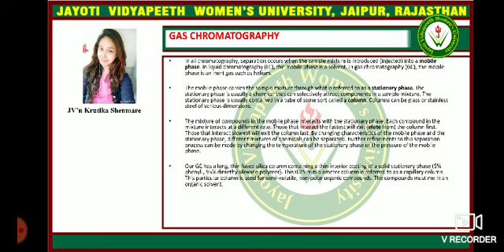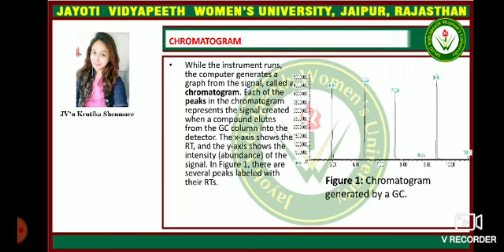a solid stationary phase. This 0.25 mm diameter column is referred to as a capillary column. This particular column is used for semi-volatile non-polar organic compounds. The compound must be in an organic solvent.